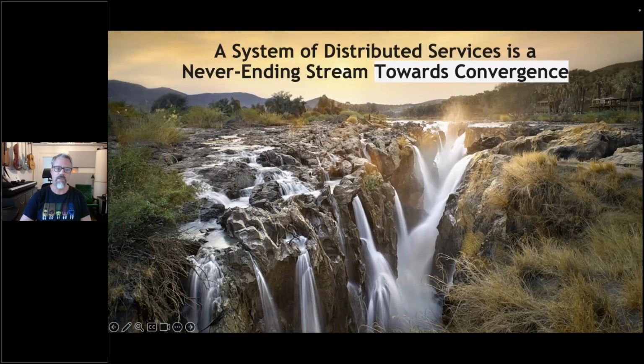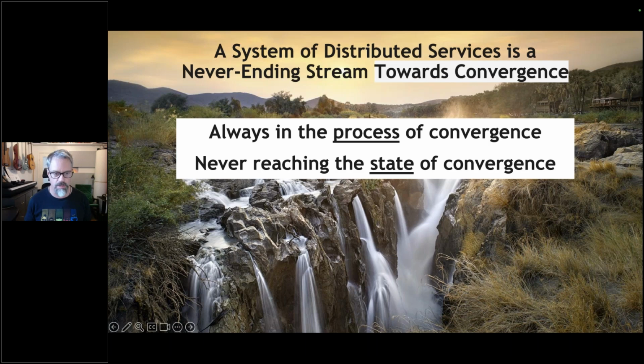If you look at a distributed system, at least the way I view it, the truth is that a distributed system is really a never-ending stream towards convergence. The distributed system is always in the process of convergence. It never reaches the final state of convergence. So we can safely assume that we will never reach convergence, and if we do, it's often for just brief moments in time.